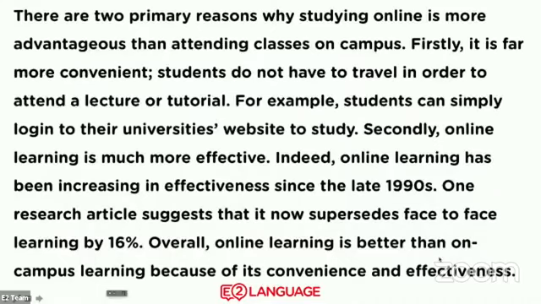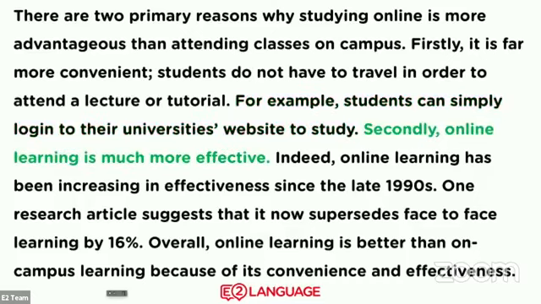So have a look at this first sentence. There are two primary reasons why studying online is more advantageous than attending classes on campus. So this paragraph will contain two ideas. There are two reasons or two advantages, okay? Firstly, it is far more convenient. Students do not have to travel in order to attend a lecture or tutorial. Give me some example and evidence. For example, students can simply log into their university's websites to study. My grammar here needs a shake-up. I'm sorry about this. I wrote it too quickly.